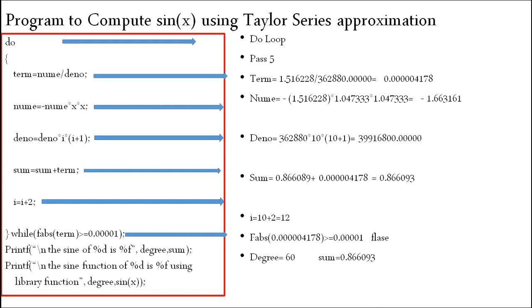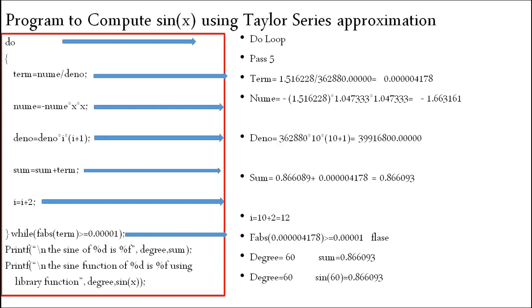So this is with respect to my Taylor series approximation formula. This one we have to compare with the built-in function, as the part 2 question says. Whatever answer you get, you have to compare with the built-in library function. If your result is the same, then your program is right. If there is any small change, again you have to cross-check the procedure of Taylor series approximation. To get the built-in function value, I'm using one more printf statement with a message: the sine function of %d, whatever we entered, is %f using a library function, that is sin of x. So here the library function is sin of x.